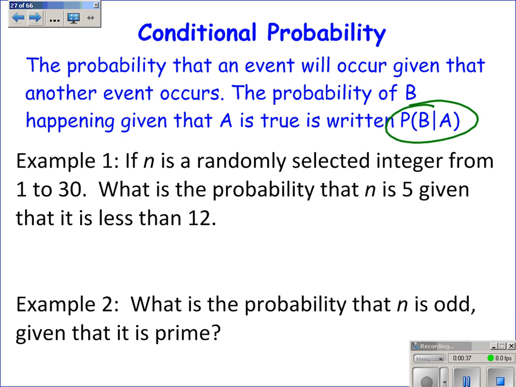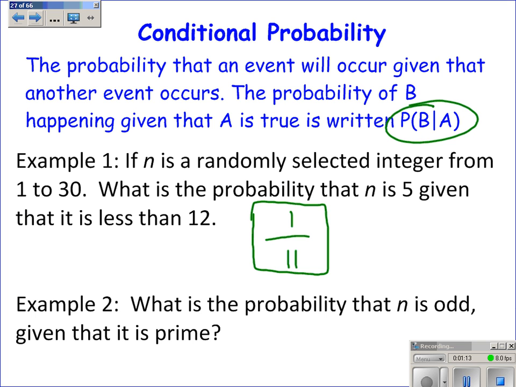Example 1: if n is a randomly selected integer from 1 to 30, what is the probability that n is 5 given that it is less than 12? Well, how many 5s are there? There's only one 5. And given that it's less than 12, I won't put 30 in here, but I'll put 11. Being less than 12, I don't include 12, so if I count from 1 to less than 12, I'm actually getting 11 numbers. So 1 out of 11 is the probability.